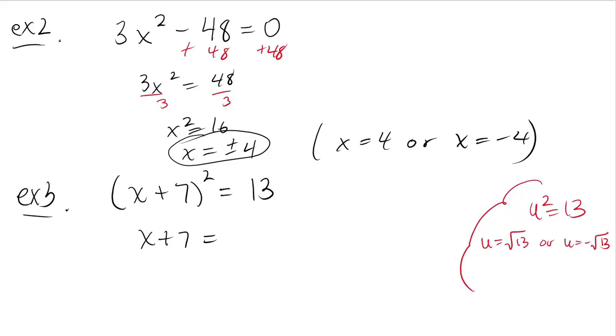If it said x plus 7 equals 2, or x plus 7 equals negative 8, or x plus 7 equals 1/2, you wouldn't hesitate, you'd subtract 7. Well, the square root of 13 and the negation of the square root of 13 are just numbers as well, and so we're still going to subtract 7.